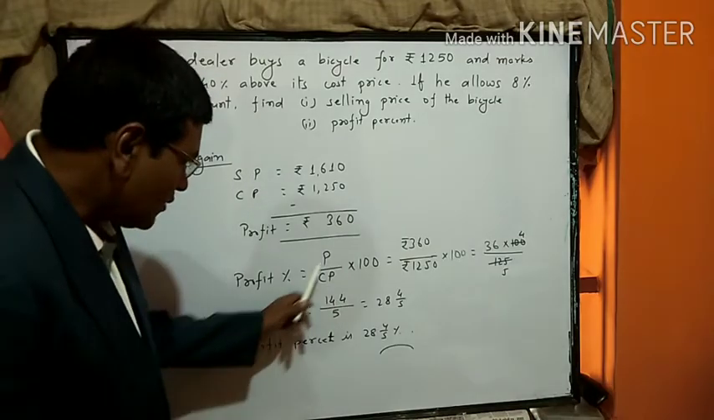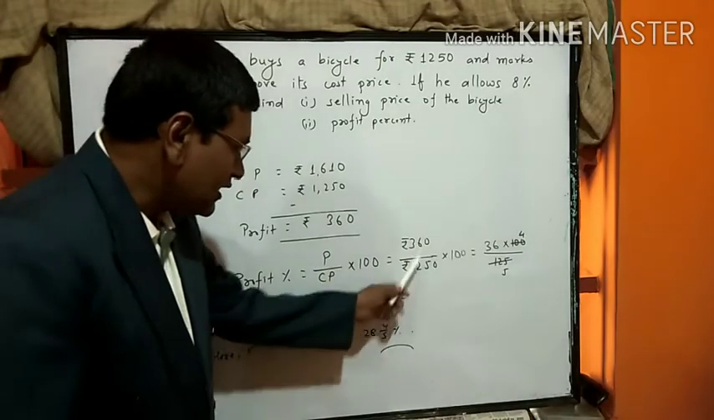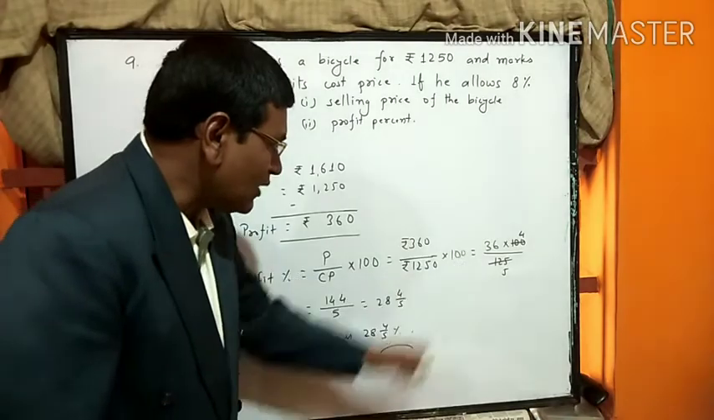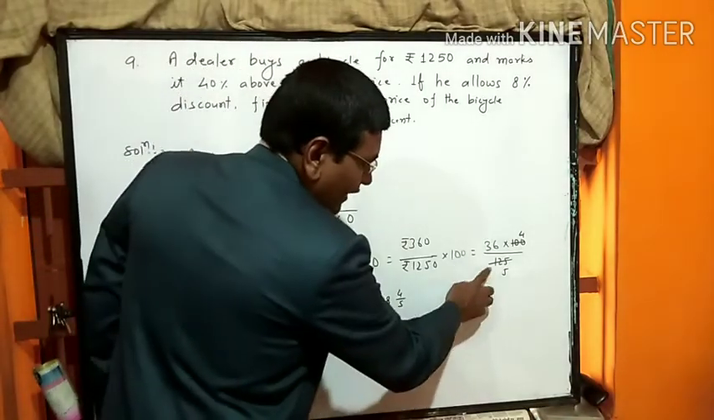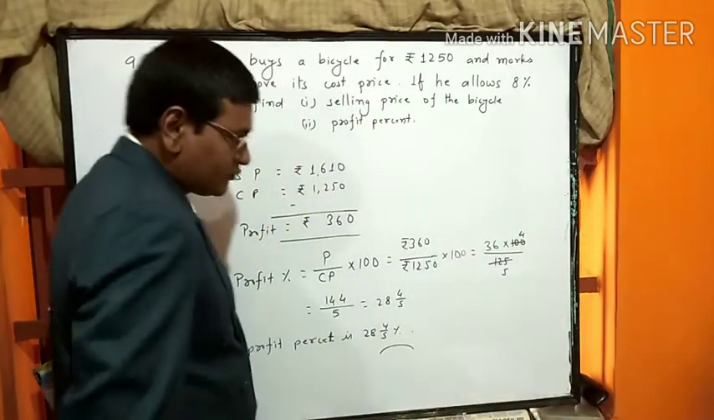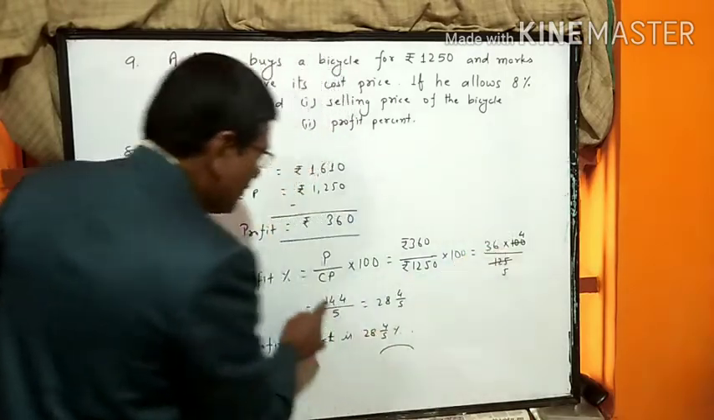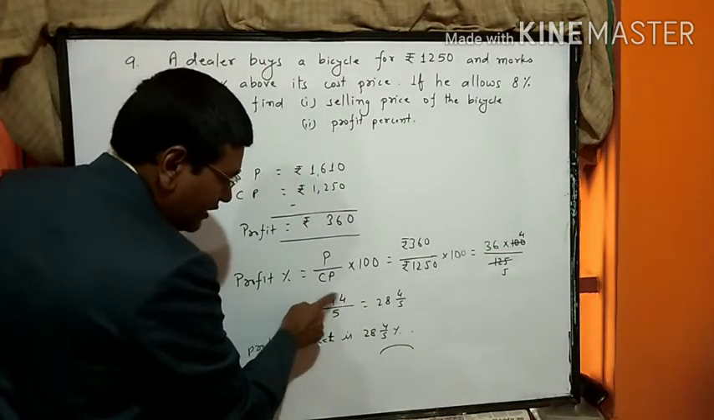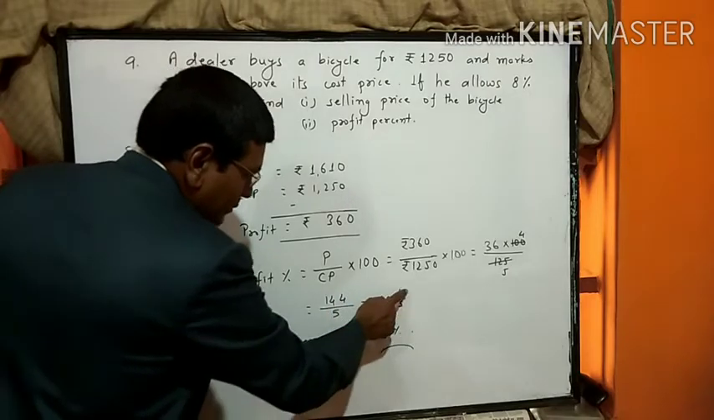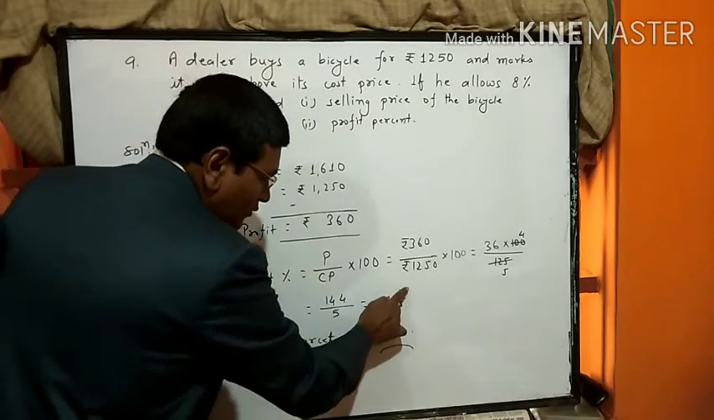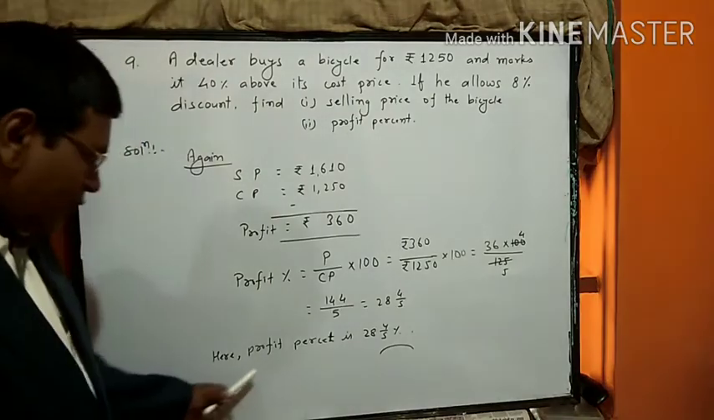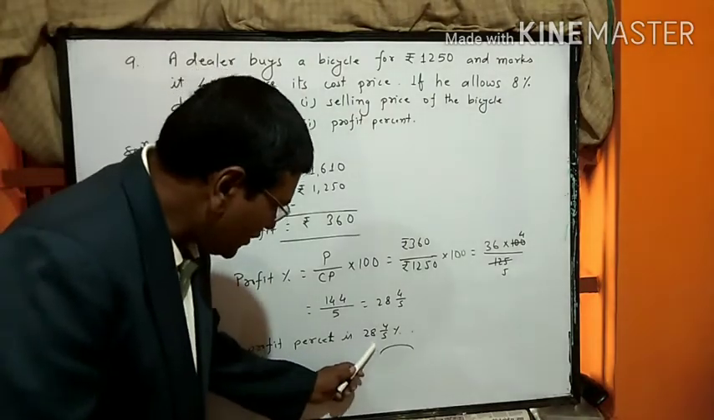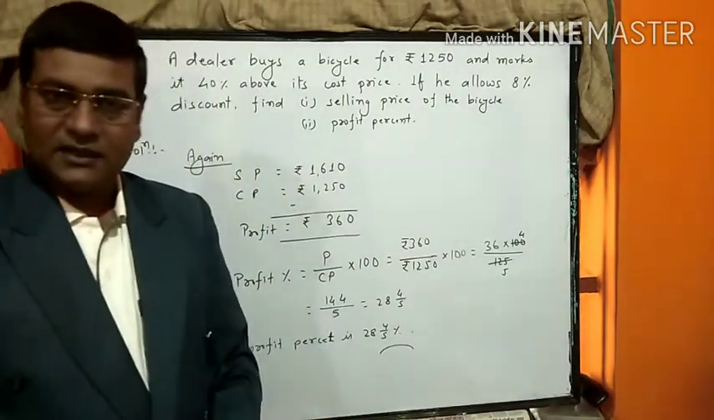Now profit percent equal profit by CP into 100, 360 by 1250 into 100. Cancel it. 25 5 ja, 25 4 ja. Now 36 4 ja, 144 by 5. 5 2 ja, 10. 5 8 ja, 40 and plus 4. 28 whole 4 by 5. Here profit percent is 28 whole 4 by 5%.